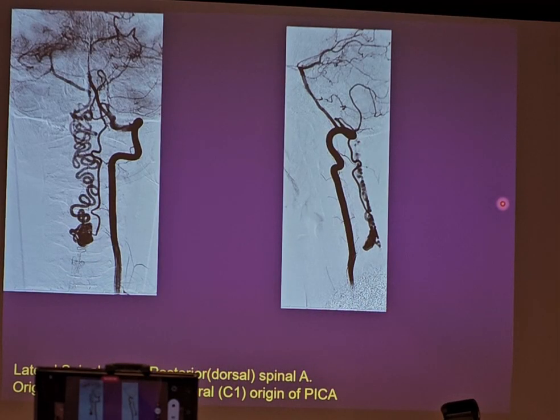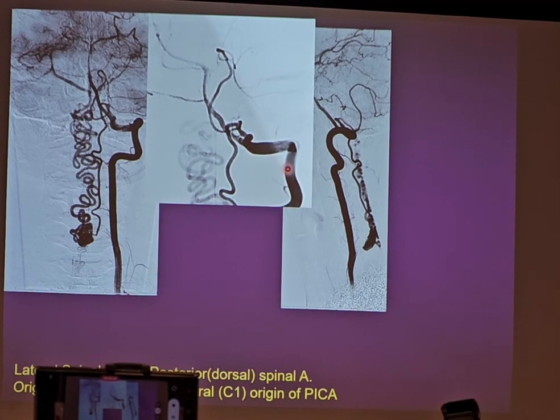Okay? Another example, I have this lesion, an arteriovenous malformation. We were seeing that, okay, we have this kind of C1-level extradural PICA, and we have this big artery coming off at the left dorsal. If you look carefully, from the origin of the extradural PICA, we have the origin of this artery. So in this example, the lateral spinal artery that finally feeds this AVM arises from this PICA.